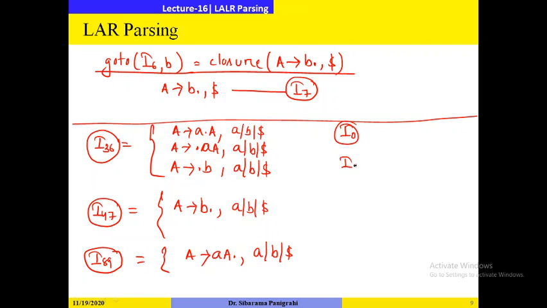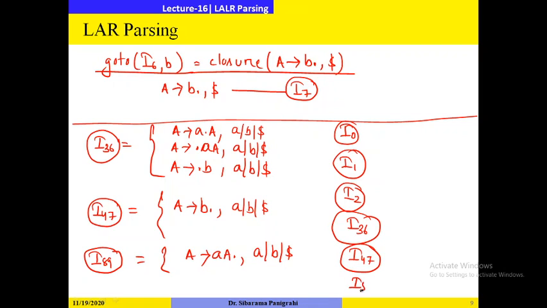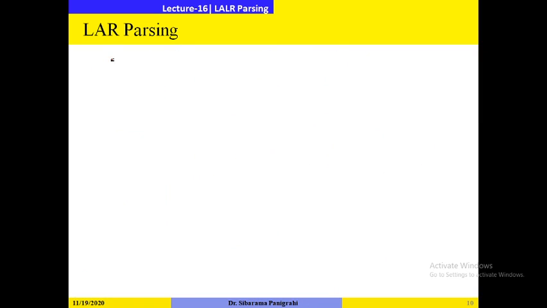Okay, the rest of the states will remain as it is. I0, I1, I2 will remain as it is. I3 and I6 we have merged, and I4 and I7 we have merged, so I36 and I47. I5 is as it is. Then we have I89. So we have these many states. Now let us construct the DFA. First we will start from I0.